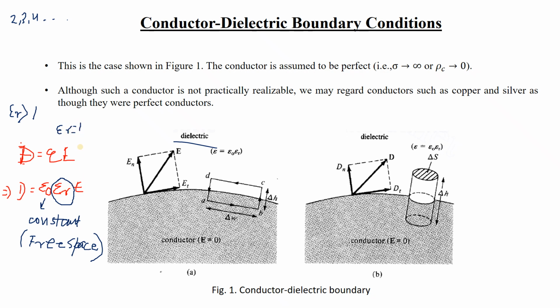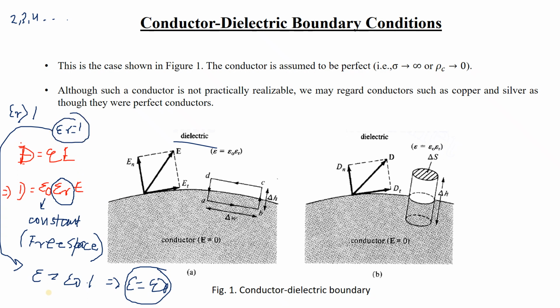If it equals 1, that means epsilon equals epsilon naught into 1, so epsilon equals epsilon naught. That means it is actually free space. So in free space, the epsilon r value is 1, and in a dielectric medium, the epsilon r value is always greater than 1. So free space is nothing but similar to a dielectric, only epsilon will equal epsilon naught. Epsilon r is not there.